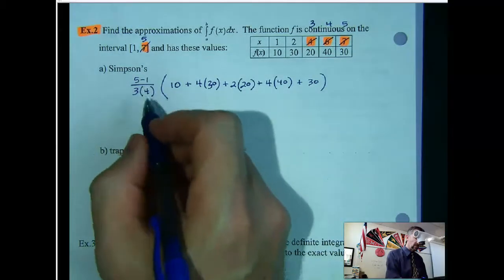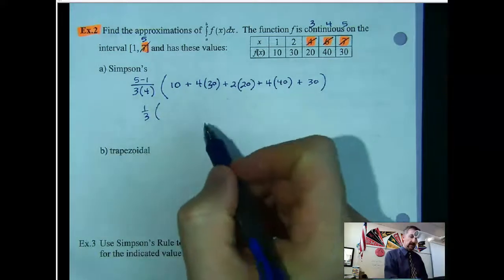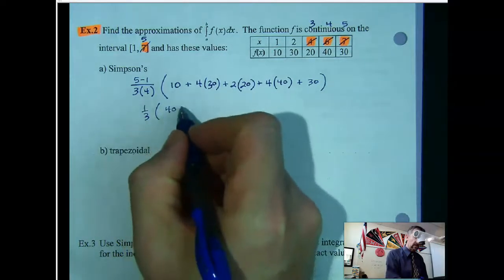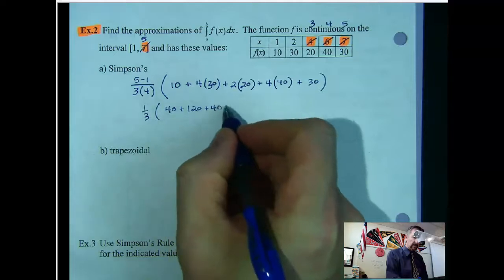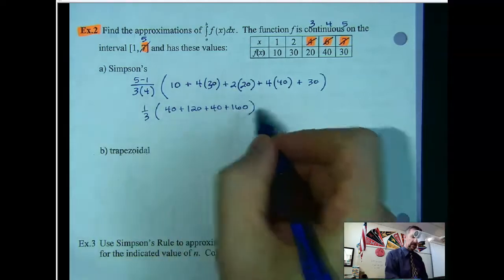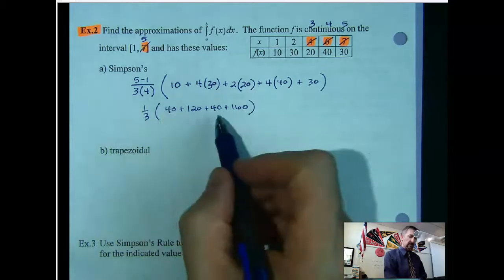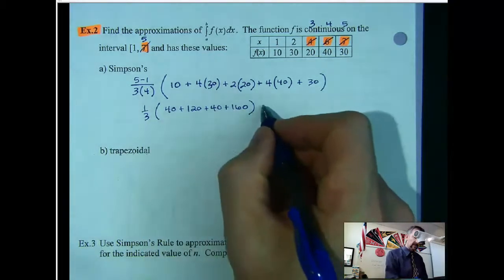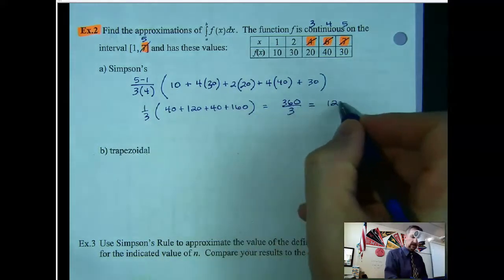So that's going to be 4 over 12, which is 1/3. And here we can combine some things. I don't want to do too much at the same time, so that's going to be 40 plus 120 plus 40 plus 160. Make sure I have that right. That, and those two. Okay. So that's 200, 320, 360 divided by 3. So 360 divided by 3. And that's going to be 120.